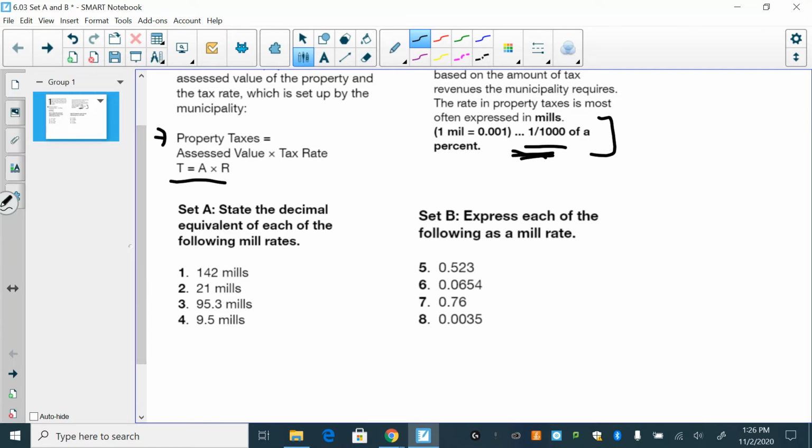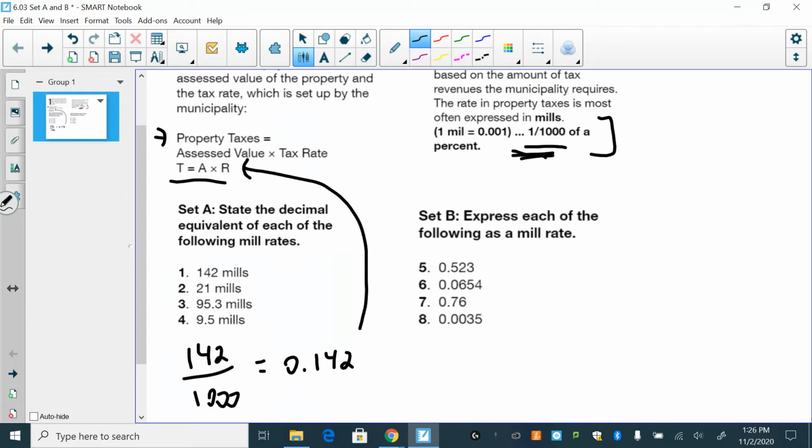So for number one, you just take 142 mils. You know it's out of 1,000, so it's out of 1,000. So divide it. So we know the decimal that we would use would be 0.142. So that would be the decimal then that I would use then to plug into this to figure out the actual property tax or the actual value of the property, which would be the assessment.